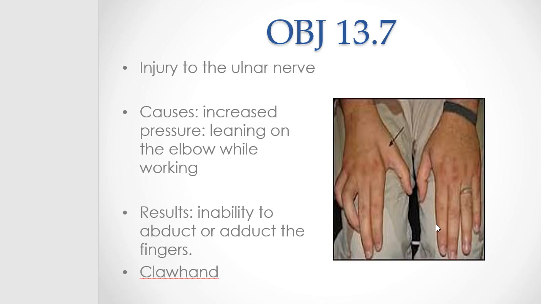Another injury here in the brachial plexus is the ulnar nerve. This happens when some of us lay on the desk and we put all of the weight on our arm rather than shifting. There's increased pressure because you're leaning on that elbow while working, and you end up with a claw hand, as you can see here. He cannot abduct or adduct those fingers. Because it's the ulnar hand, we know that this side is the side that is injured, because the ulnar side is on the side of the pinky.